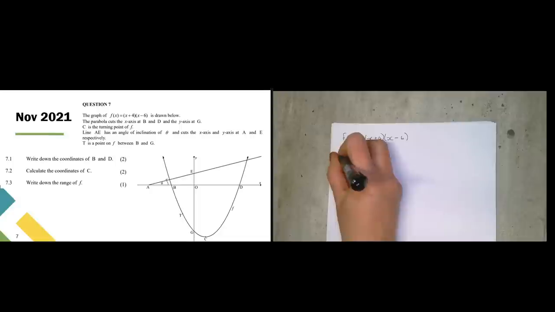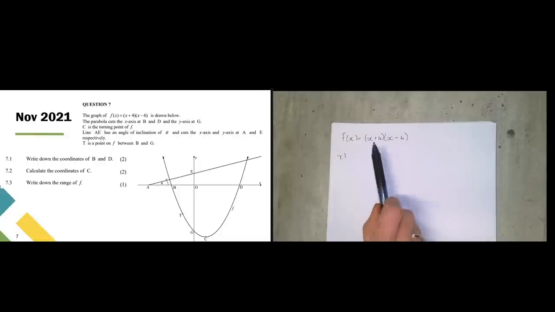First question, write down the coordinates of B and D. Once again, write down, not calculate. How can they ask that? Because the equation was already given in x-intercept form, so it's already been factorized for you. So you know what the two x-intercepts will be. The one will be negative 4 and the other one will be 6. Now you just have to decide from your graph which one is which.